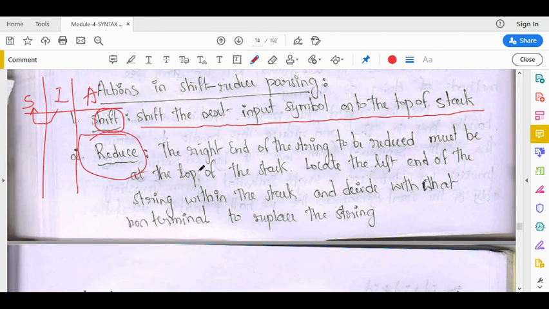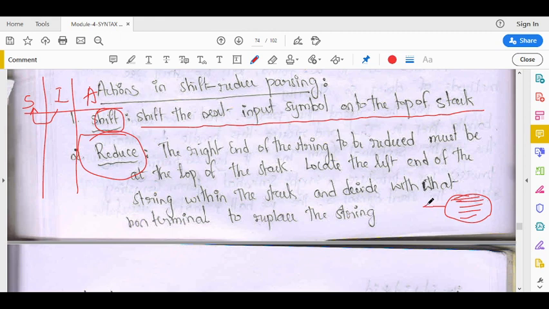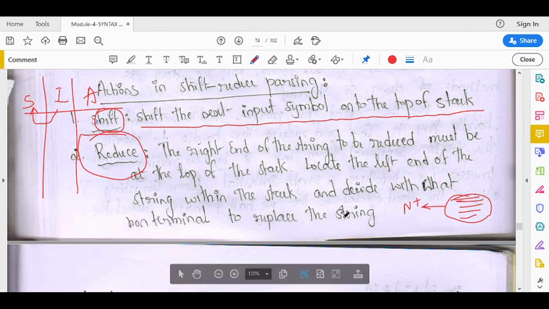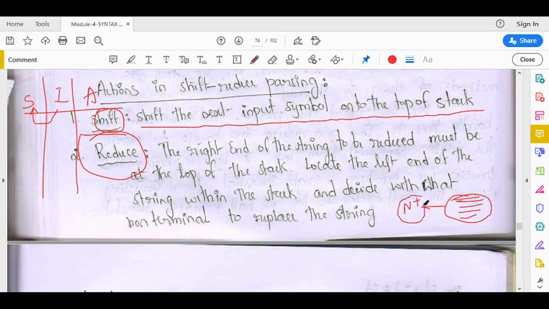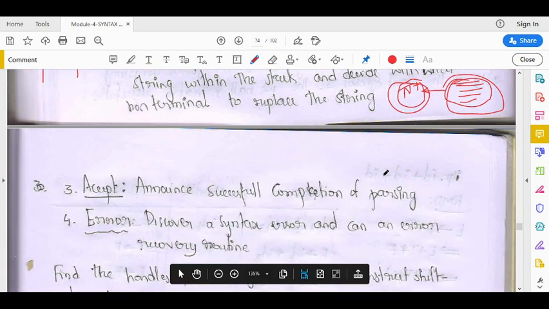So what about reduce? The right end of the string to be reduced must be at the top of the stack. Locate the left end of the string within the stack and decide with what non-terminal to replace the string. That's what I said. So I have to replace the complete set of symbols I have with one non-terminal. So that is called a reduce.